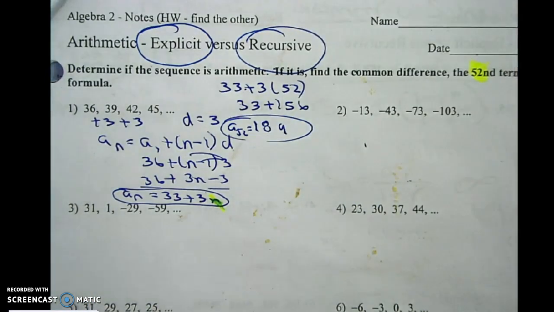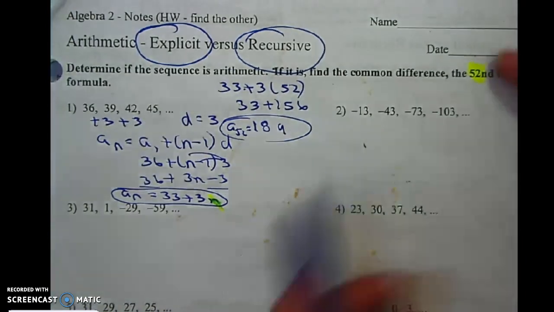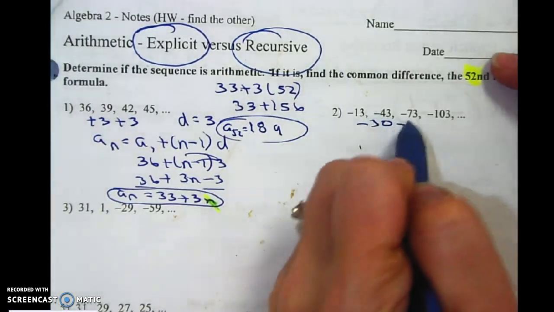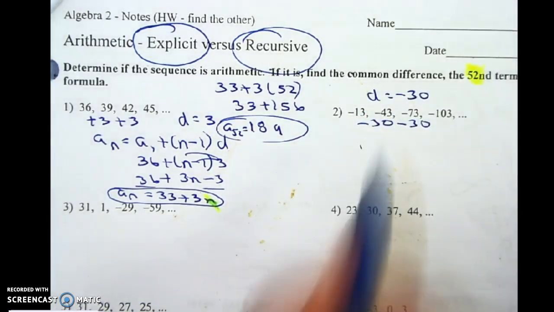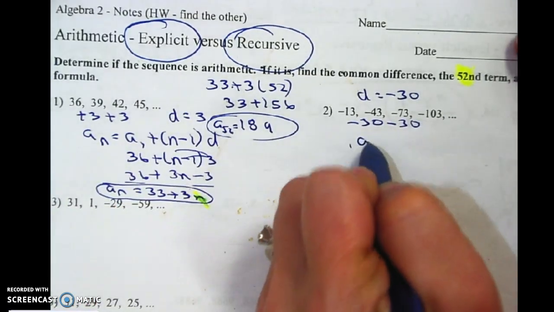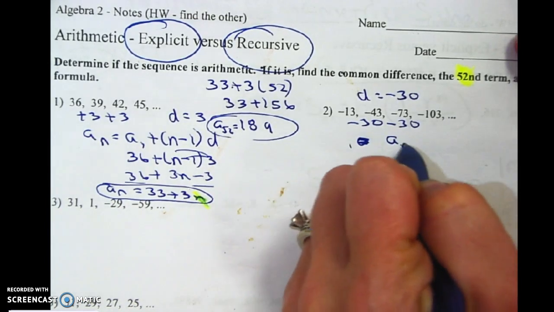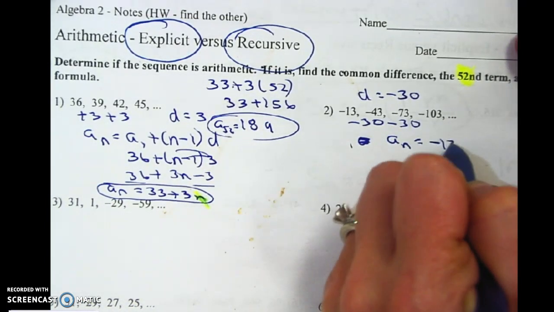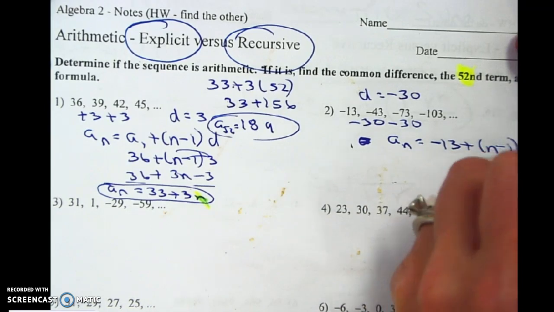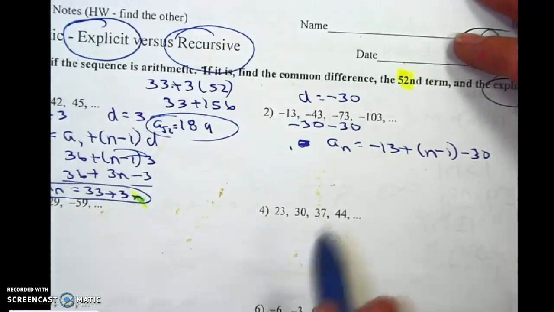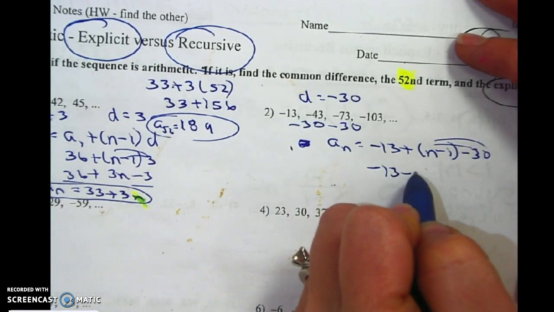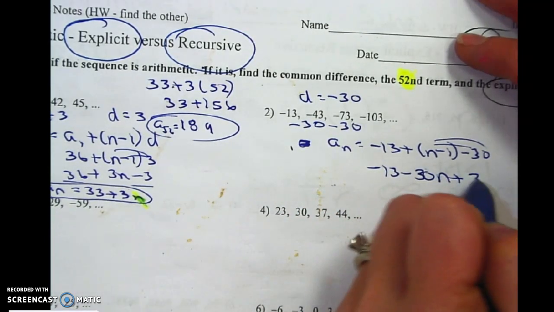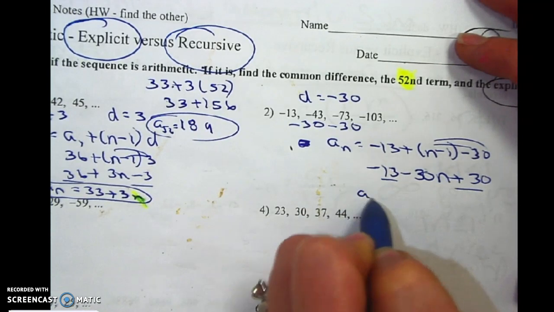So I'm going to do the same thing for the next one. I look here. The pattern is negative 30, negative 30. So my d is negative 30. I've got my first term. I remember the formula. So a sub n equals negative 13 plus n minus 1 times negative 30. Distribute, distribute. Put those two together.